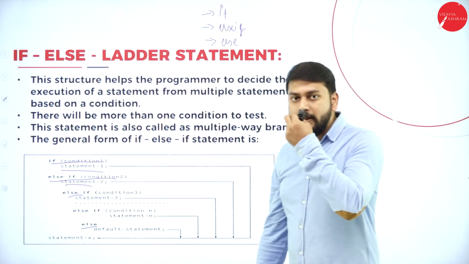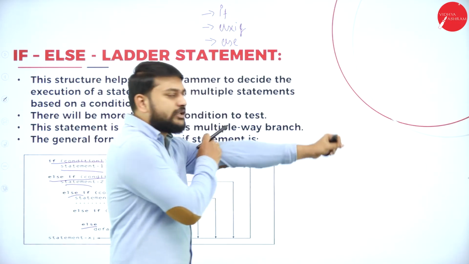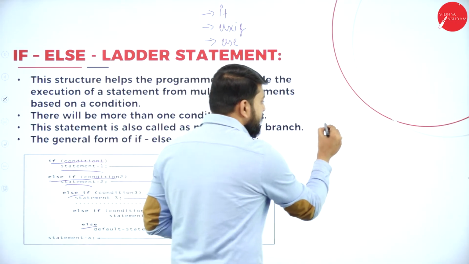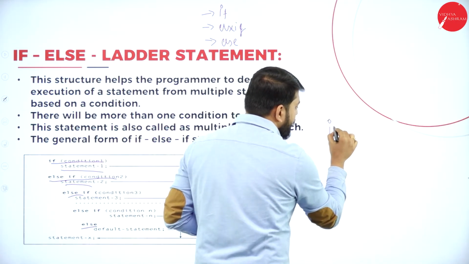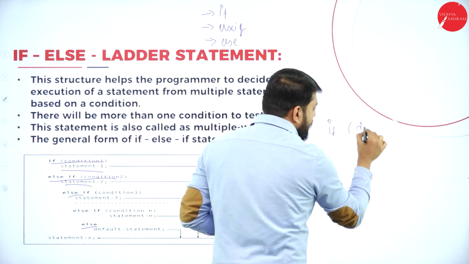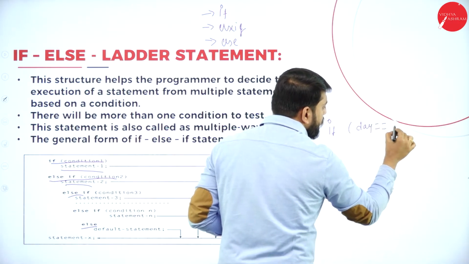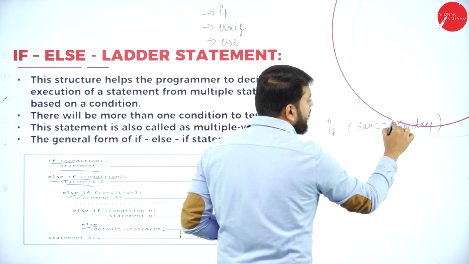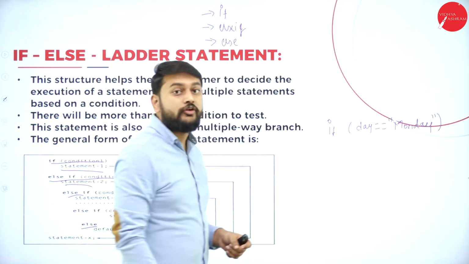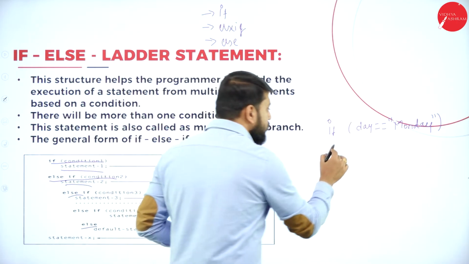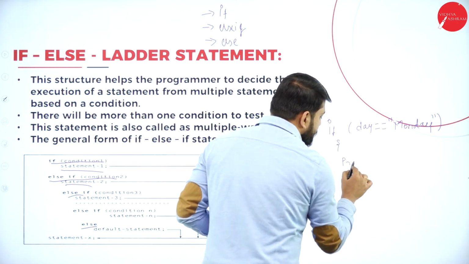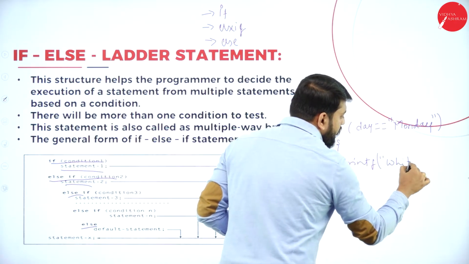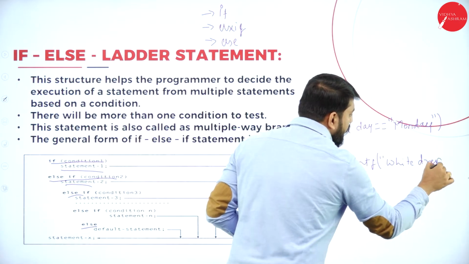So fine, let's understand this. How do we write the program for this? The first thing that we have to write is, if day is equal to Monday. If day is equal to Monday, what will I do? Print white dress.